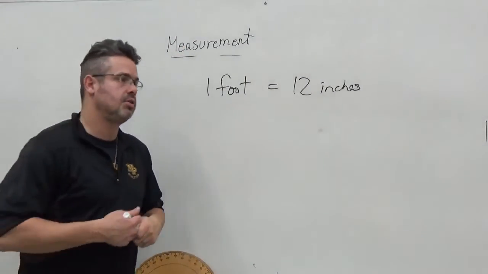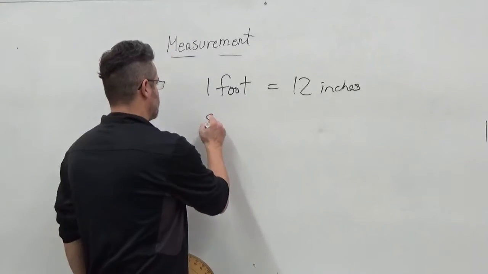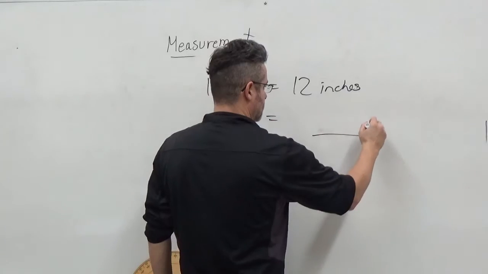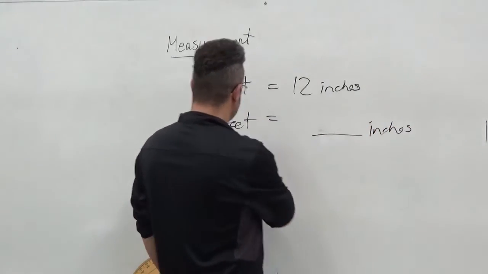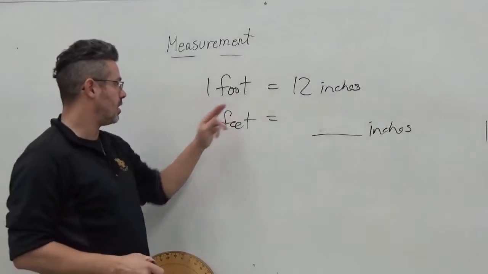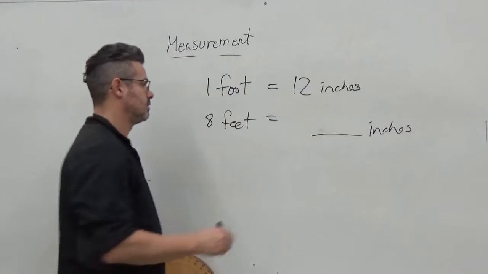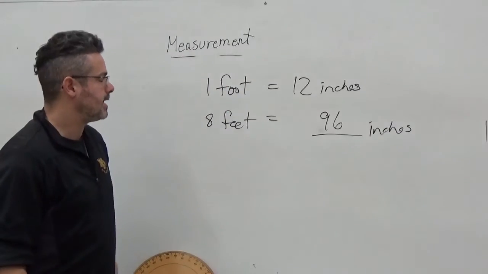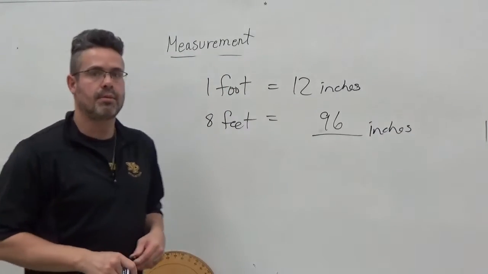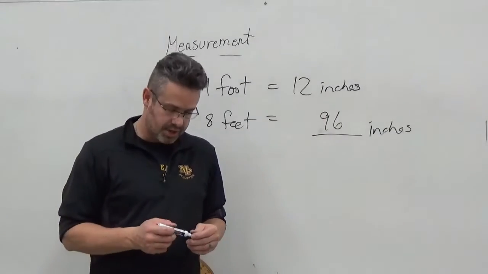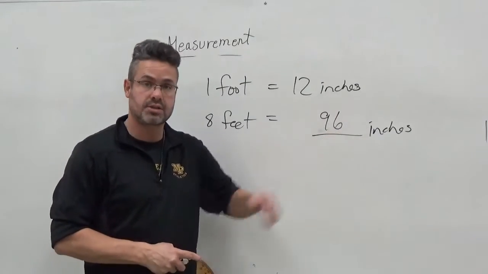So if I asked you, well, how many inches are in 8 feet? Equals how many inches? Well, you just got to know your 12 times table. So what's 12 times 8? Okay, 96 inches. And that's important sometimes when you're going back and forth on a board, to a tape measure, to a drawing. Sometimes drawings are only labeled in inches and fractions of an inch.